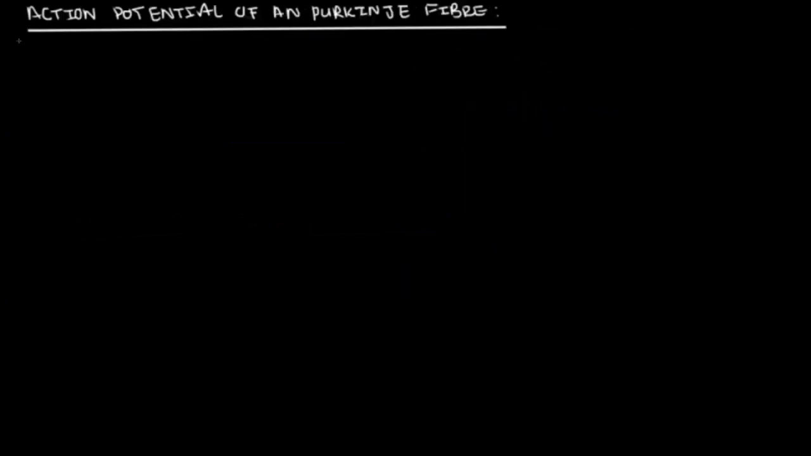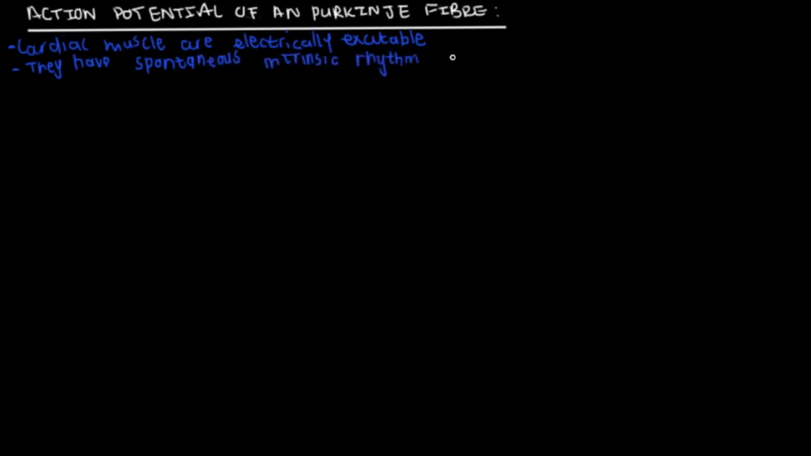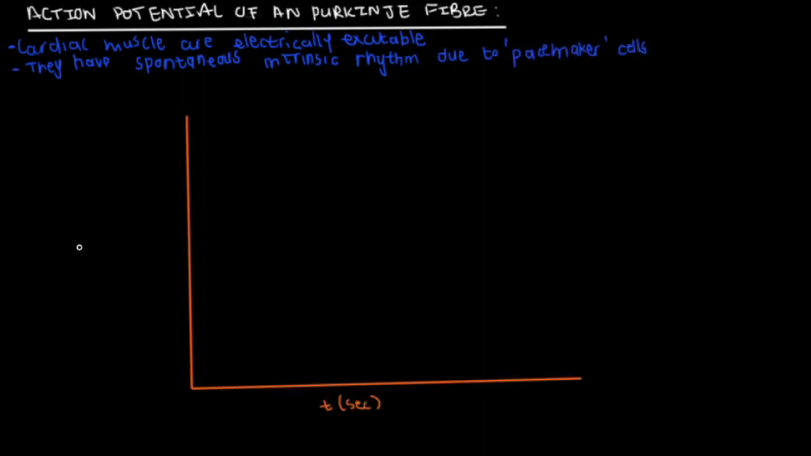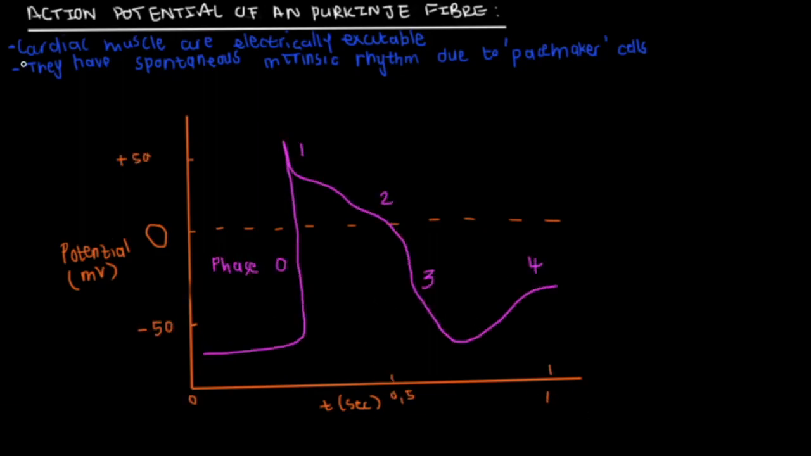To understand congestive heart failure better, we need to look at how cardiac contractility happens. So we're going to start by looking at the Purkinje fiber. Cardiac muscles are electrically excitable, but they differ from other muscle cells because they have an intrinsic rhythm that spontaneously happens, and this is made possible by pacemaker cells. If we look at the sketch and start at the first phase, phase 0, it's described as a fast upstroke.